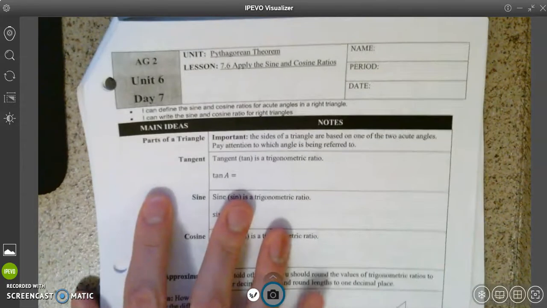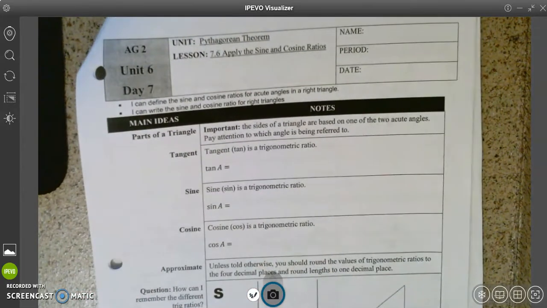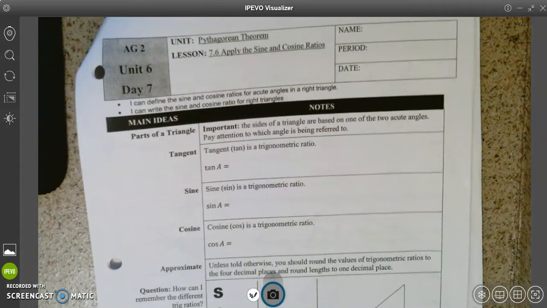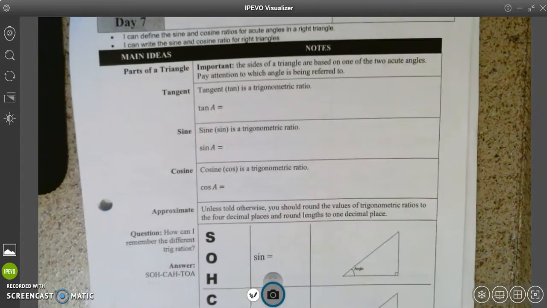Hi. Today we are working on Unit 6, Day 7 notes. This is apply the sine and cosine ratios. So with this one, we're going to jump in with just a few different types of trigonometric functions. We've talked about tangent, so today we're going to add on sine and cosine.